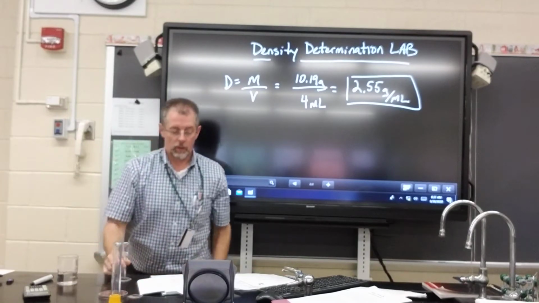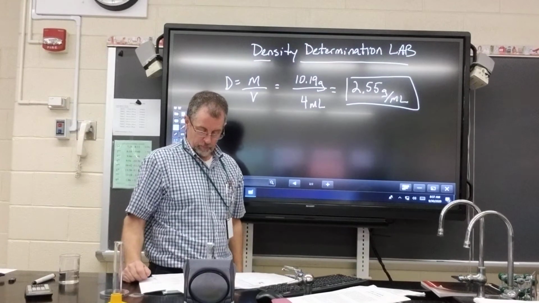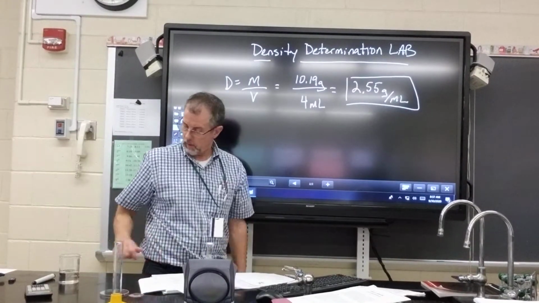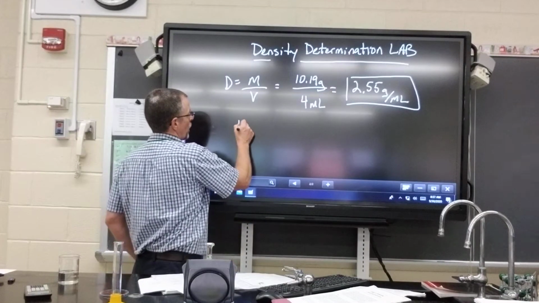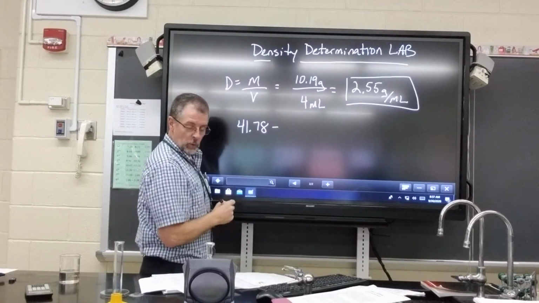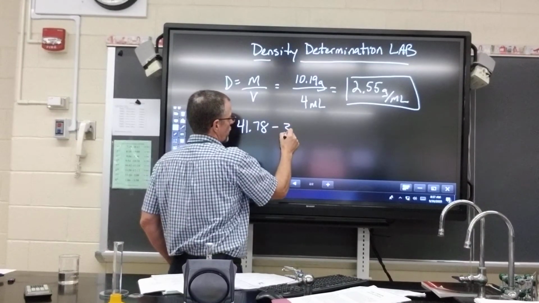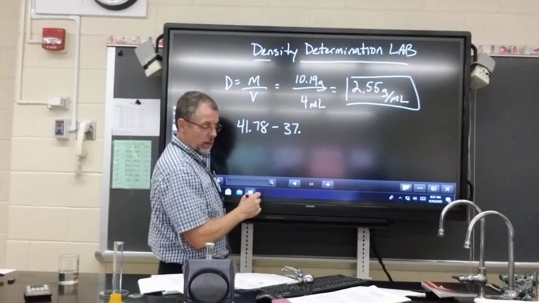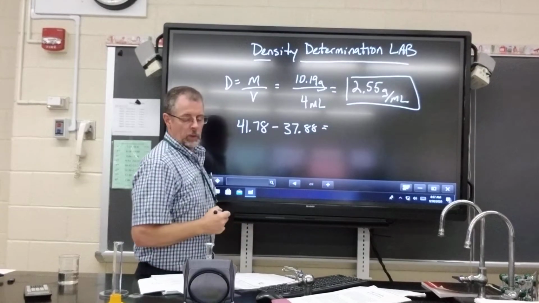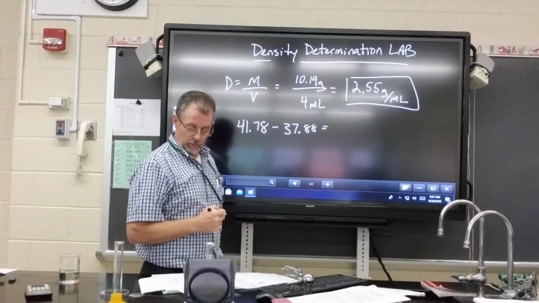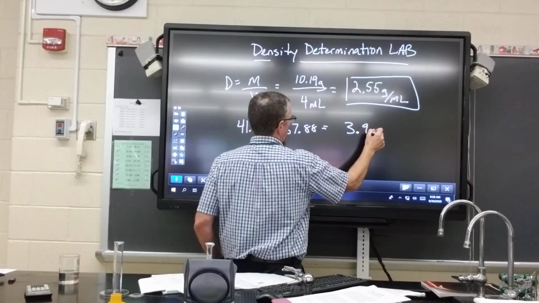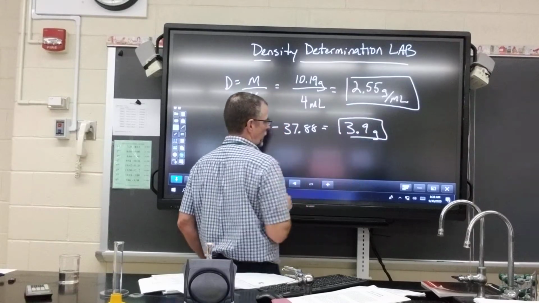Okay. And I'm going to weigh that. Now when I weigh that, it comes out to 41.78. But remember, we have to subtract the weight of that graduated cylinder, which is 37.88, to get the actual mass of the liquid itself. And if you do that correctly, you should wind up with 3.9 grams. That's the mass of just the liquid.